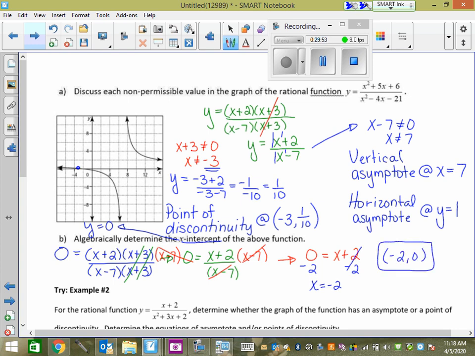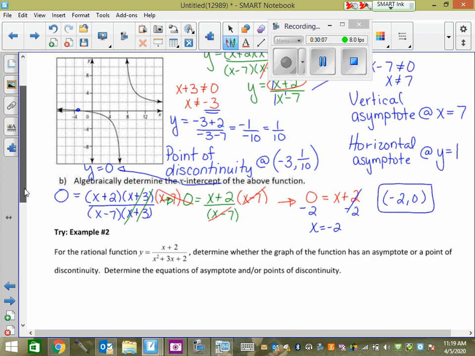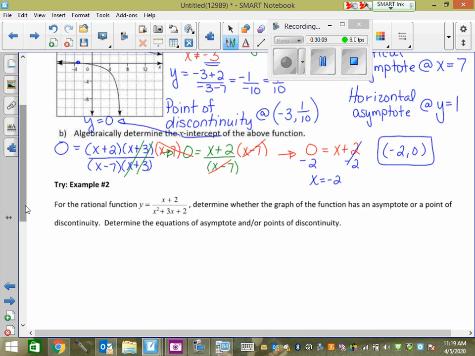So this factor that remains on the top after you've canceled off your points of discontinuity, that factor is actually, if you solve it out, your x-intercept always. Isn't that cool? Okay, you're going to try this example, and then you'll play it when you're done it.